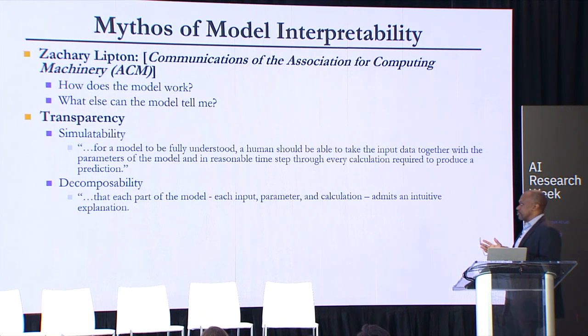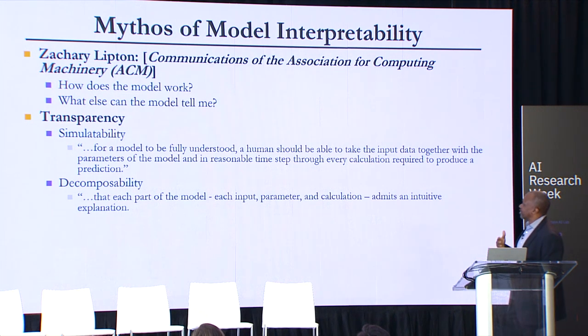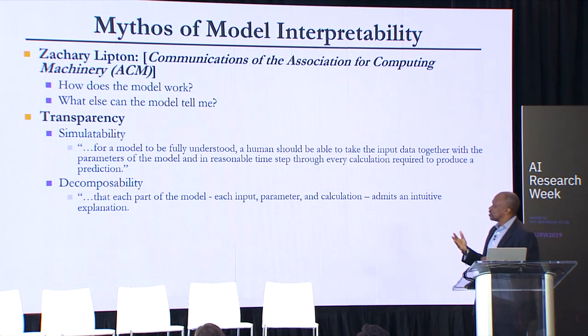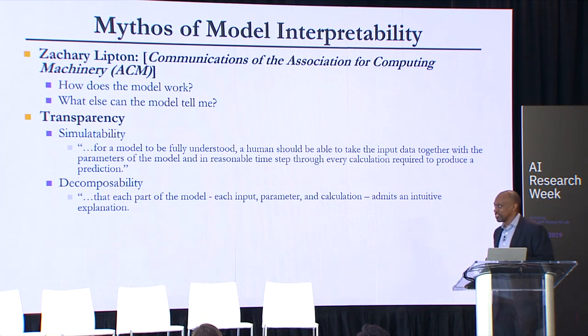For a model to be fully understood, a human should be able to take the input data together with the parameters and, in reasonable time, step through every calculation required to produce a prediction. One should be able to do that. For a deep learning model, it's a challenging task. Then decomposability: each part of the model, each input, parameter, and calculation, admits an intuitive explanation.